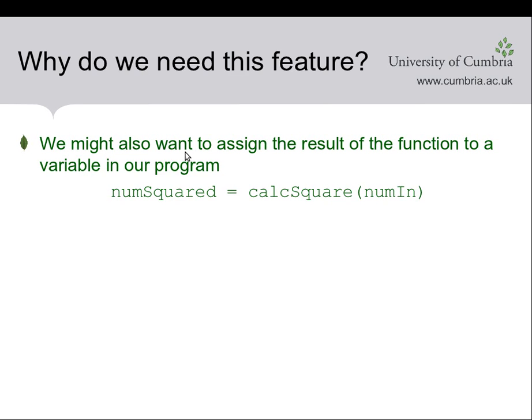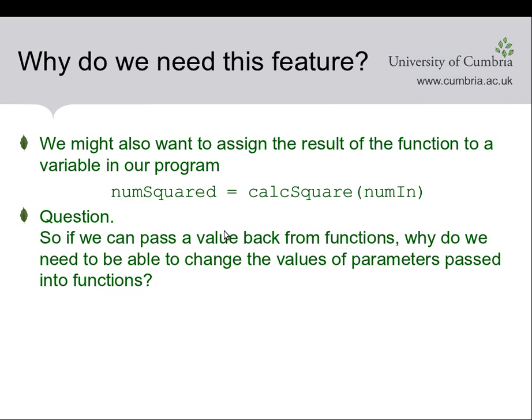We might also want to assign the result of that function to a variable in our program, and again our earlier example showed that the value returned by calculate square could be assigned to a variable. So if we can pass values back from functions, why do we need to be able to change the values of the parameters that are passed into functions?